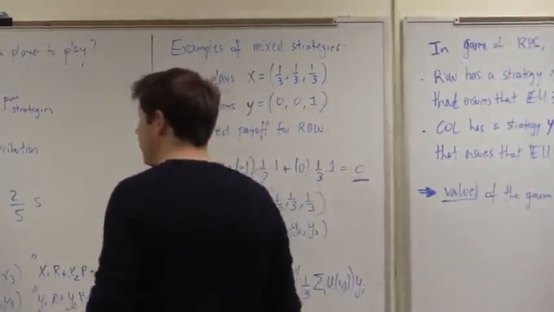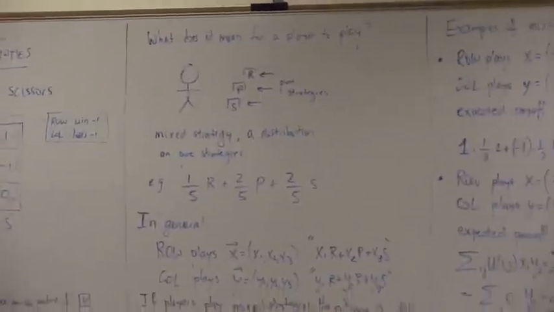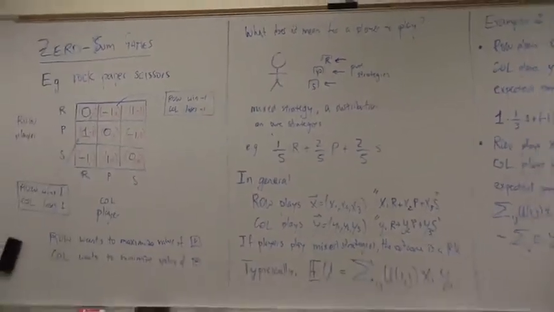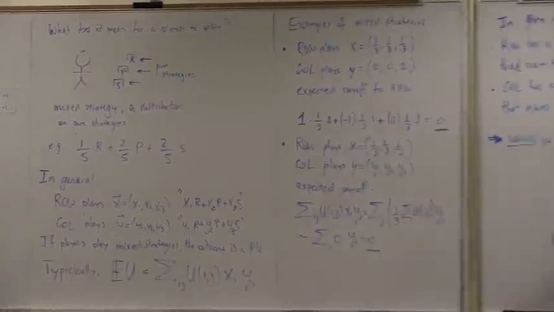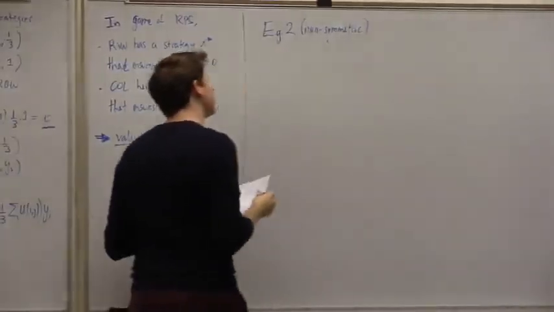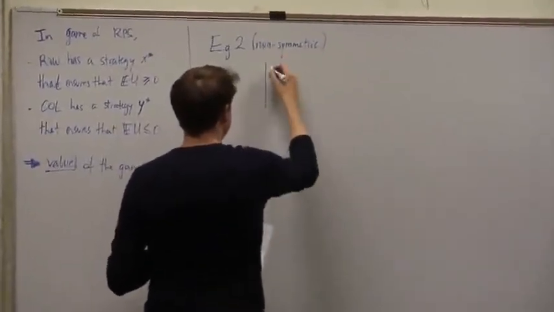All right, so we talked about rock, paper, scissors. Let's talk about example number 2, something non-symmetric. So here it is.